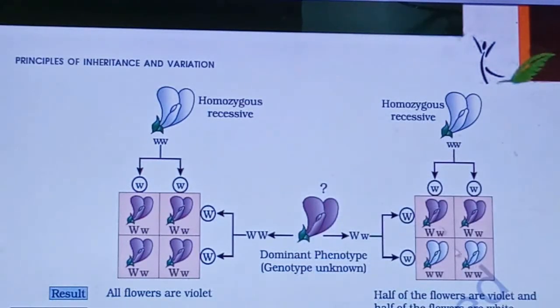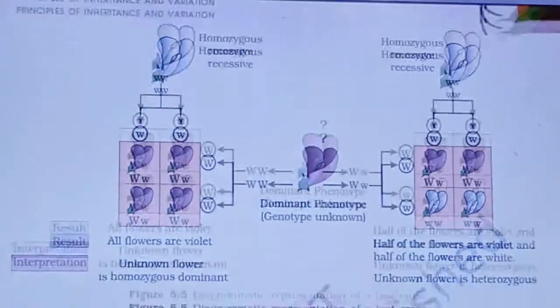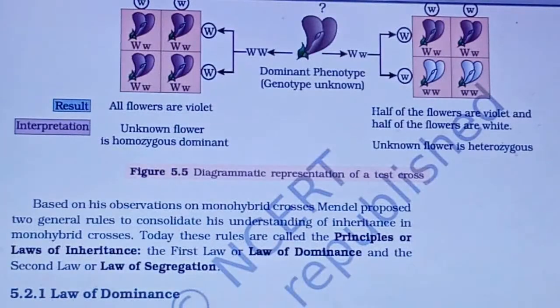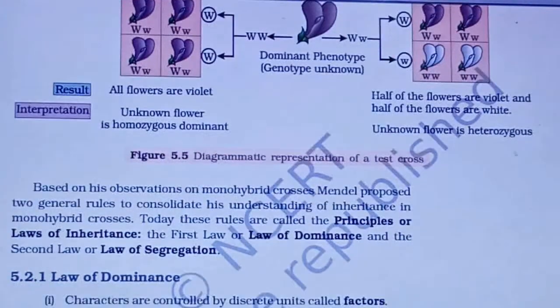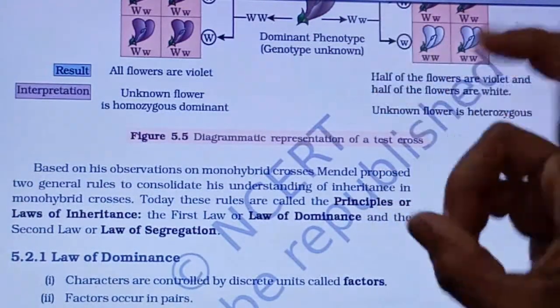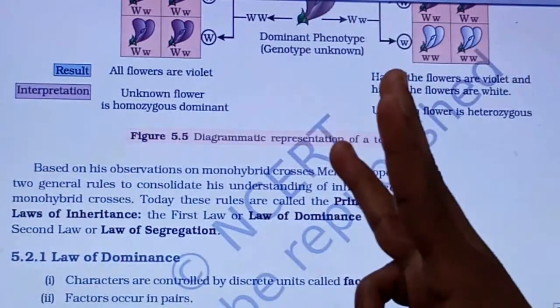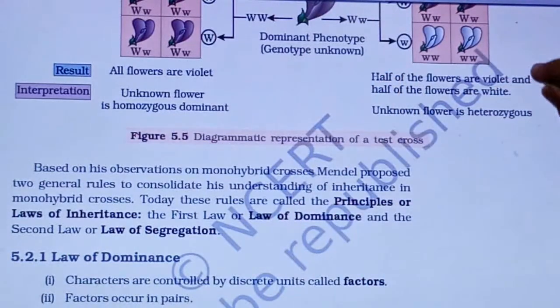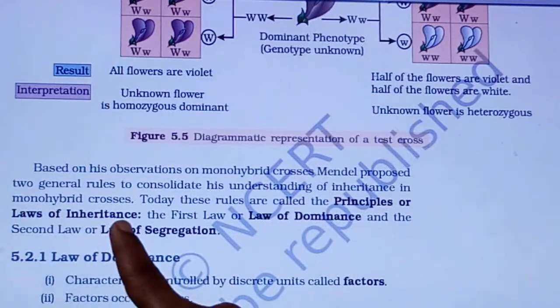So the definition of the test cross is there. Whenever the F1 is crossed back with the recessive, then it is called a test cross. Based on the test cross, a 2 or 3 marks question will be asked. Mark this as IMP.